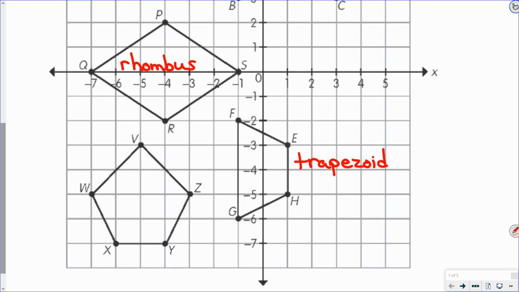And then our final figure, VWXYZ, has five sides. So this is a pentagon. So you will need a little background knowledge in what the best name for those figures are.